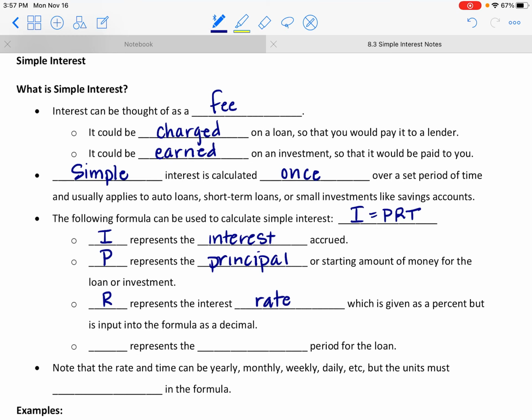And then the last part of the formula is T, and then T represents the time period for the loan. Now your rate and your time, they could be yearly, could be monthly, could be weekly, could be daily, could be really any increment of time, but the units for the rate and the time have to match. So if you have a rate that's yearly, then your time has to be in years. If you have a rate that's monthly, then your time has to be in months, and so on. So the units must match for those two variables in your formula. Okay, so the units must match.